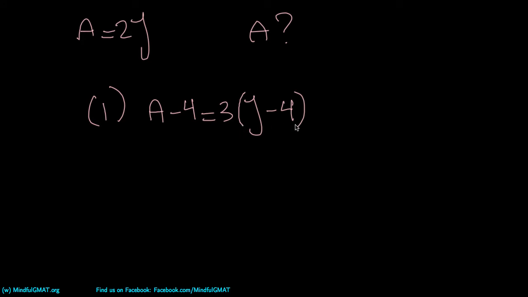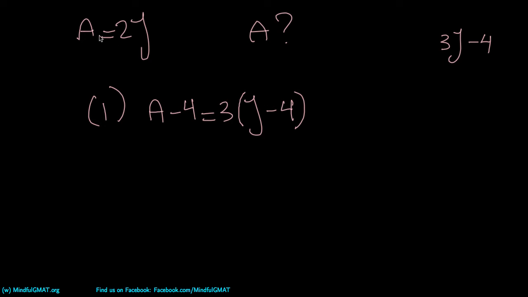In brackets, very important. If you would forget the brackets, you would get 3J minus 4, which is 3 times James' age today minus 4. And that's different from 3 times James' age 4 years ago.